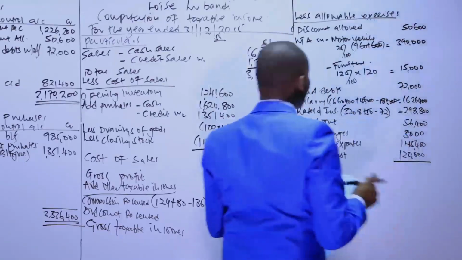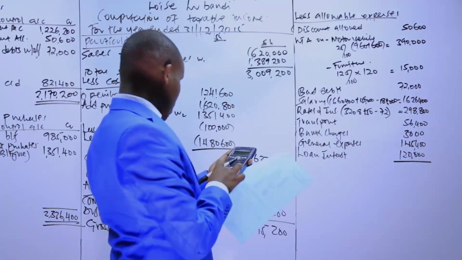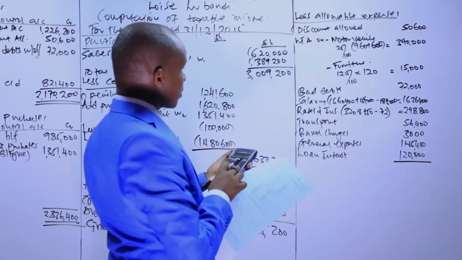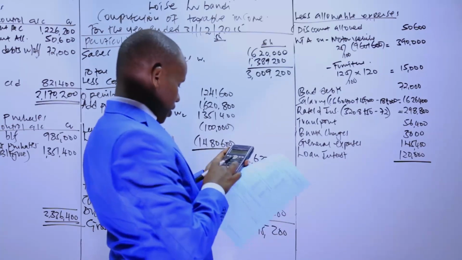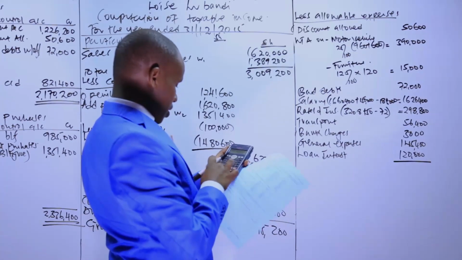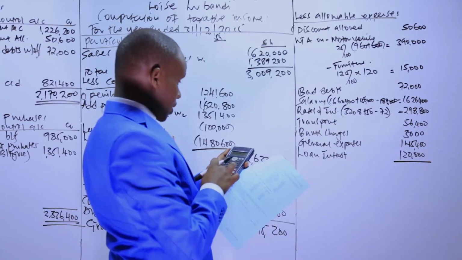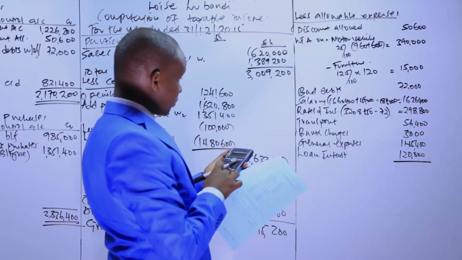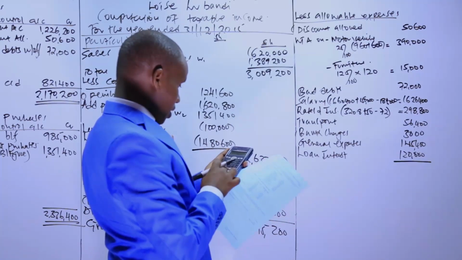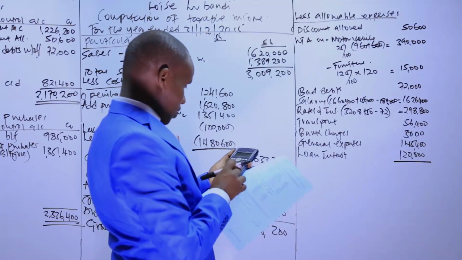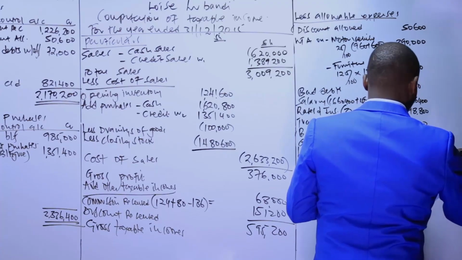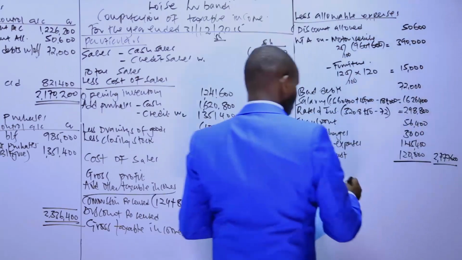So I get now total allowable expenses. I have 5,600 plus 390,000 plus 15,000 plus 72,000 plus 1,626,400 plus 298,800 plus 56,400 plus 3,000 plus 145,400 plus 120,000. In total, this is 2,777,600.